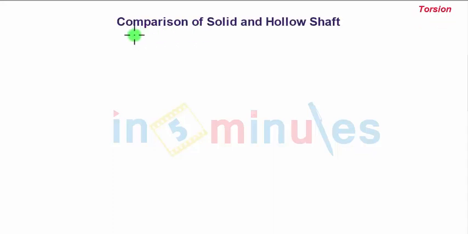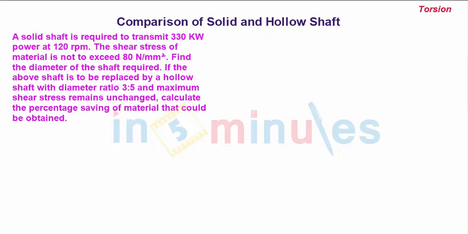We take a problem on torsion and a problem on comparison of solid and hollow shafts. The problem statement is: a solid shaft is required to transmit 330 kW of power at 120 rpm. The shear stress of the material is not to exceed 80 Newton per mm square. Find the diameter of the shaft required.